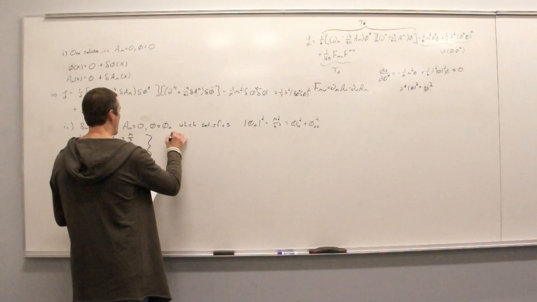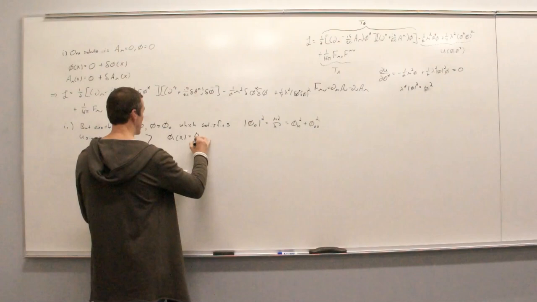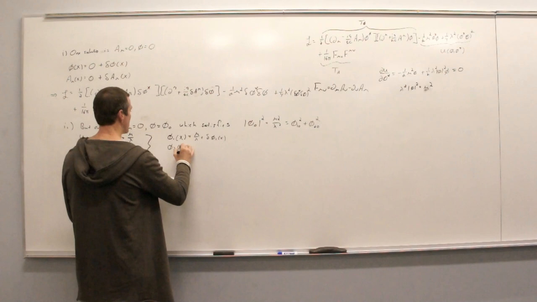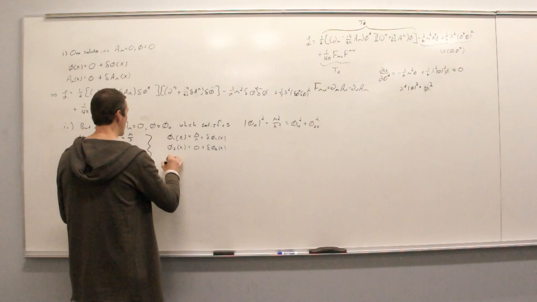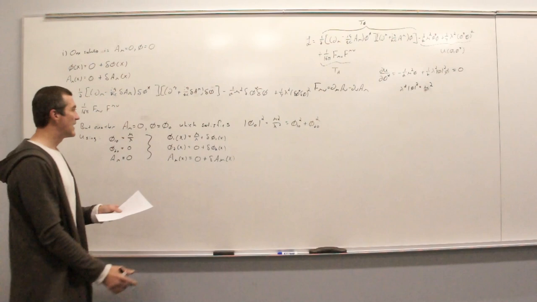So we want to take our phi 1 field, and we want to start with this and then add in a fluctuation. We want to take our phi 2 field and we want to start with the solution and add in a fluctuation. And then we want to take our A mu field. We want to start with the solution and then add in a fluctuation. Okay? Now I'm going to give these names.